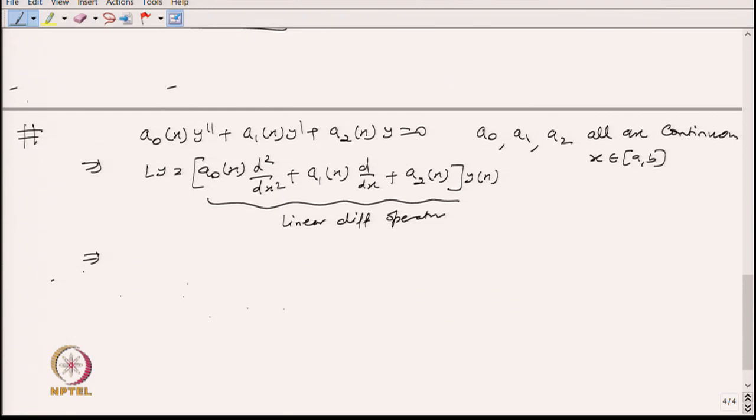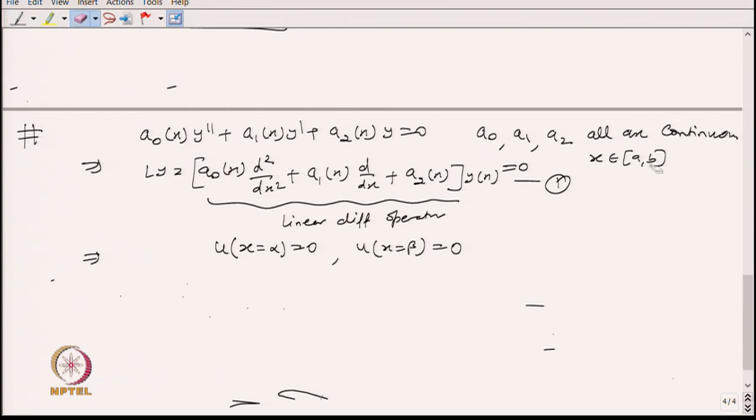So, I take this as equation 1. This is my differential equation, and this is my operator. Let this differential equation have boundary or initial conditions. I take the boundary conditions as u at x equal to alpha is 0, and u at x equal to beta is 0.